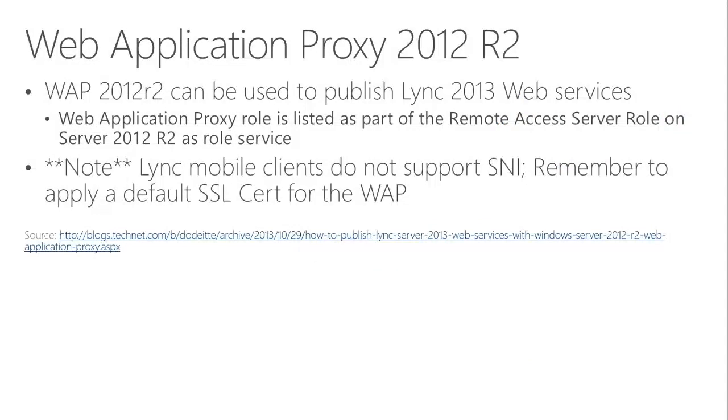Web application proxy server, 2012 R2, my friend. There's actually a blog posting here where you can download the article. The gentleman did a whole walkthrough on how to publish it. One pullout, though, is the SNI requirement there. You need a default certificate for the WAP. So when you build out the application proxy, there's a little bit of PowerShell you have to do. Find out the fingerprint or the thumbprint for what you're using as a certificate, and then put that in as a default as well for the SNI to work properly.